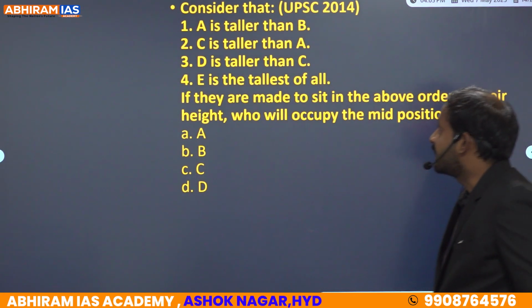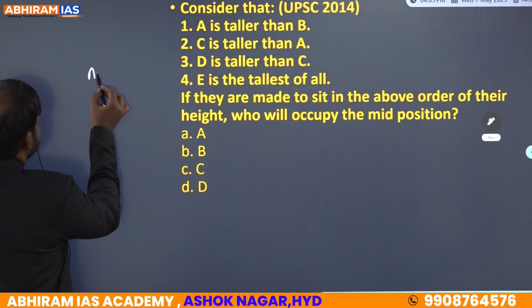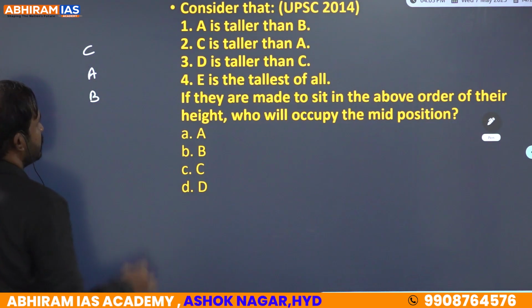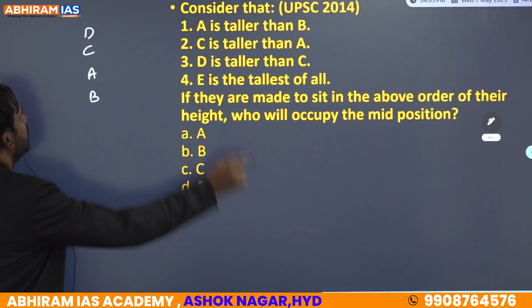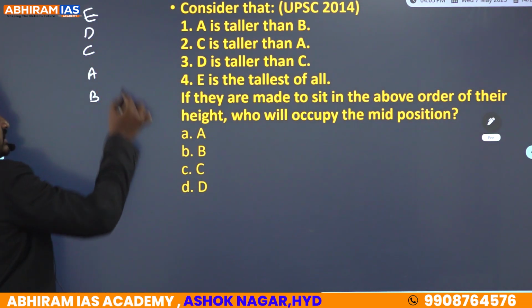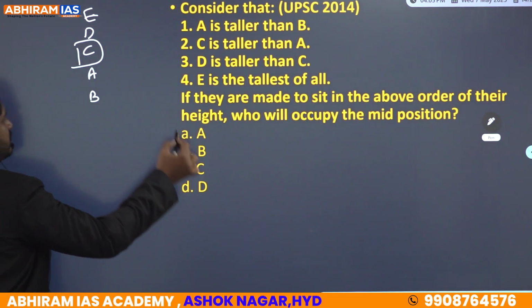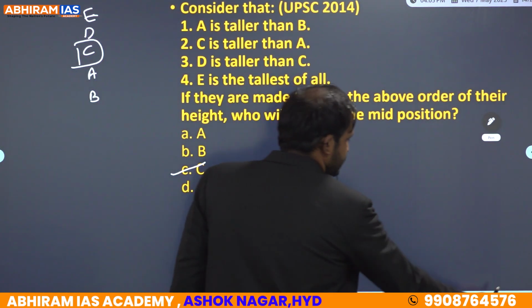See the next one. Consider that A is taller than B. C is taller than A. D is taller than C. E is tallest of all. Very simple question, students. Direct question. By reading the question itself, we can write down. If they are made to sit in the above order of their height, who will occupy the middle position? C will occupy the middle position.